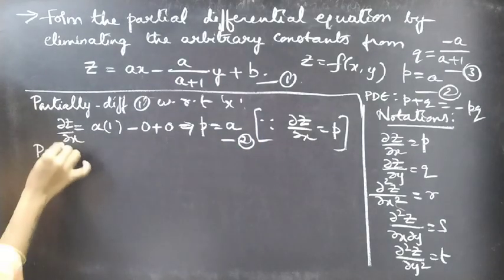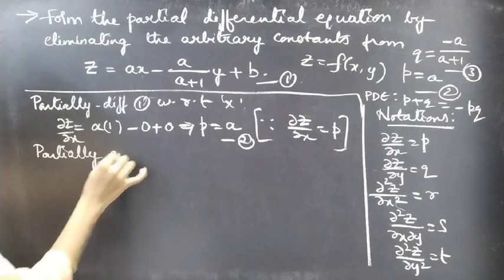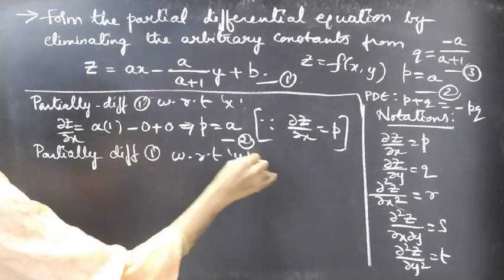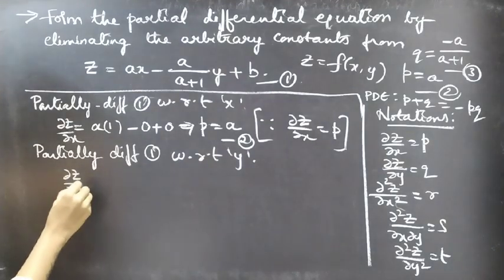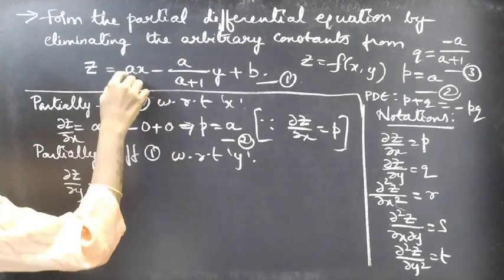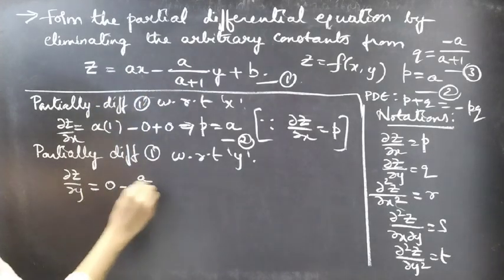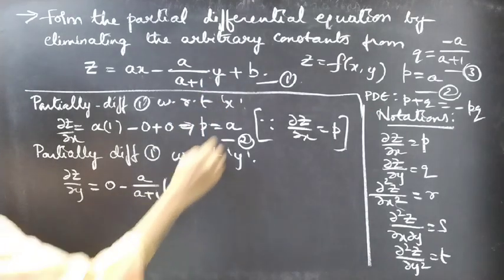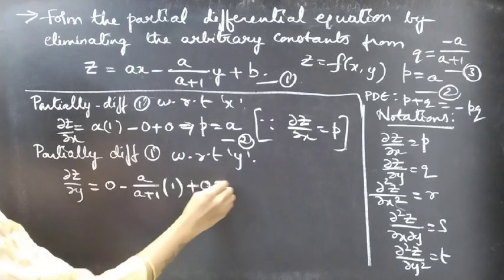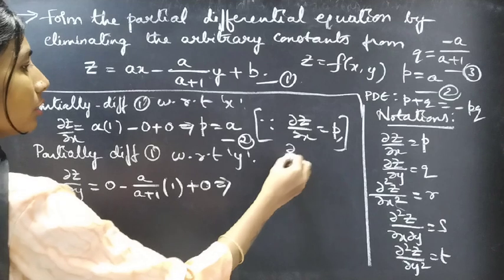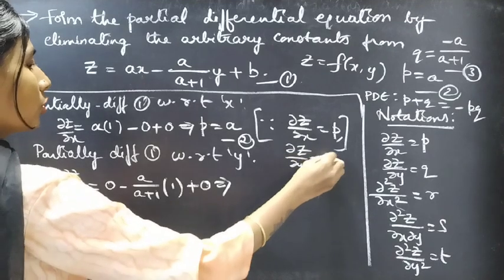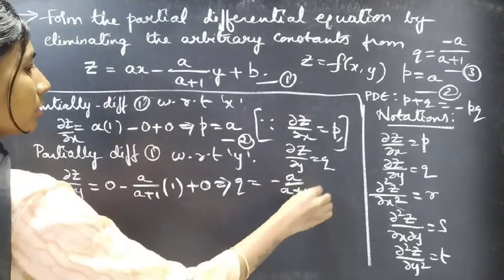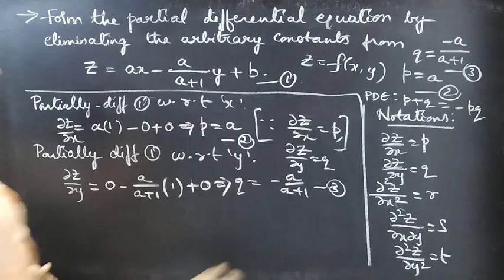Now let's partially differentiate 1 with respect to y. Dou z by dou y equal to partial derivative of a constant with respect to y is 0 minus a by a plus 1 into partial derivative of y with respect to y is 1 plus partial derivative of a constant with respect to y is 0, which gives us, since dou z by dou y equal to q, so let's replace it by q. You'll get q equal to minus a by a plus 1. We have considered it as equation number 3, right?